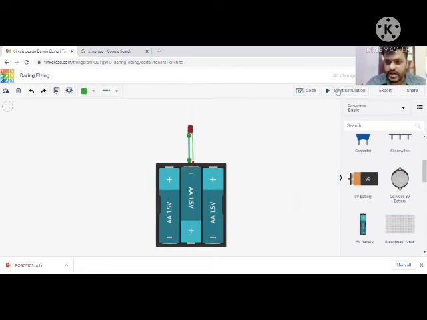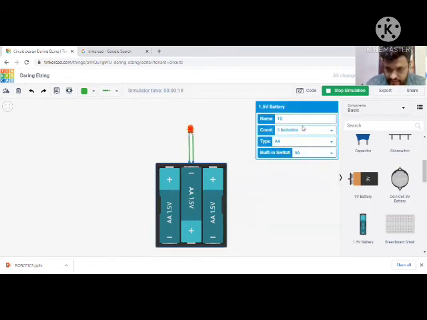We click on start simulation. Oh look here, our LED has gone. This happened because we have provided 3 batteries. A large amount of current flows through this LED, and this LED is destroyed. Now let us continue this experiment with 2 batteries.